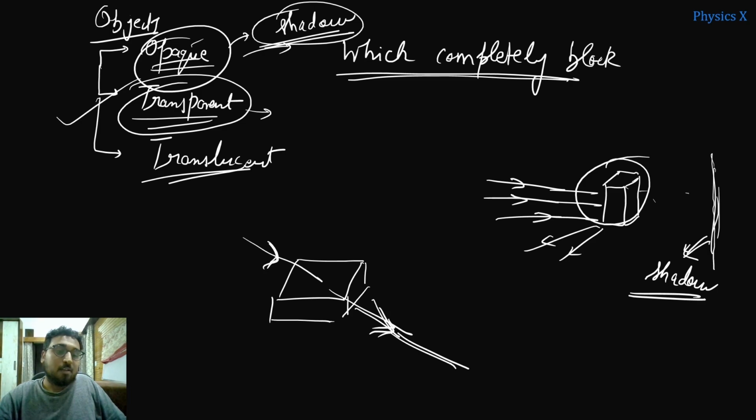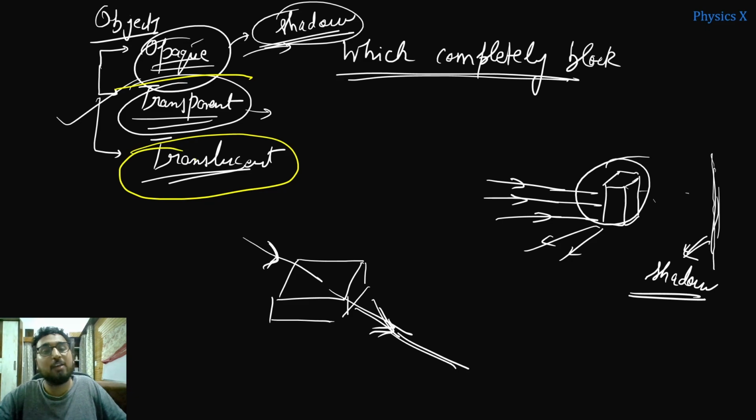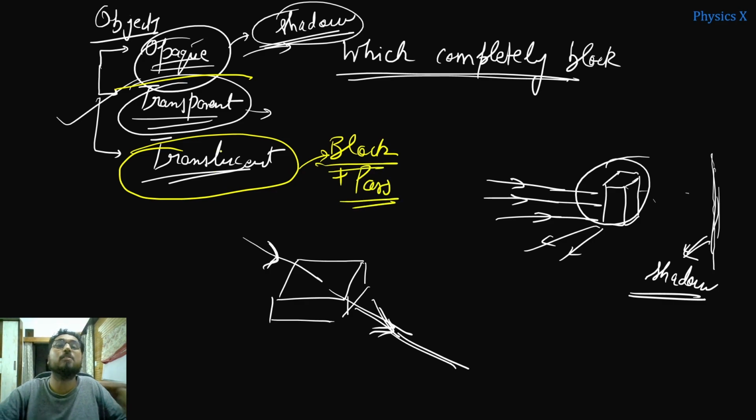Most of the materials will be somewhere between these two, and that we call translucent objects. That means they will block some of the light, and they will pass some of the light also. So this is the intermediate behavior, and these objects are called translucent objects. Most of the objects fall in this category only.